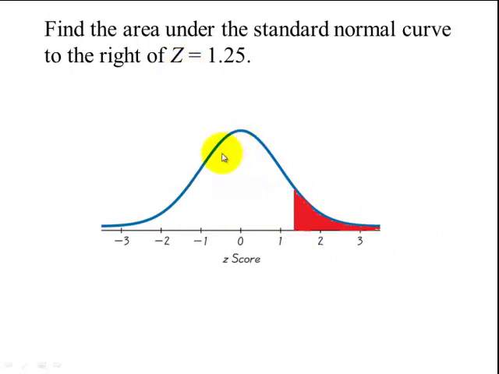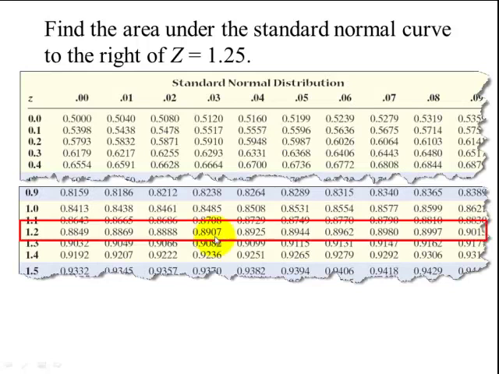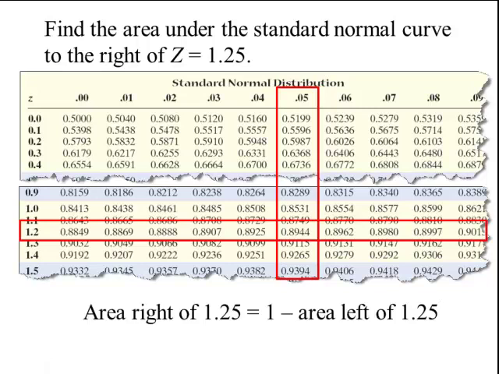So what we're going to do is look up this area to the left, because the table only gives us area to the left, and then we're going to do 1 minus that value. So we first look at our row component, 1.2, our column component, 0.05, and we see that the probability is 0.8944. Now because we're finding area to the right, we have to do 1 minus 0.8944, which gives us 0.1056, and that number agrees with our picture.